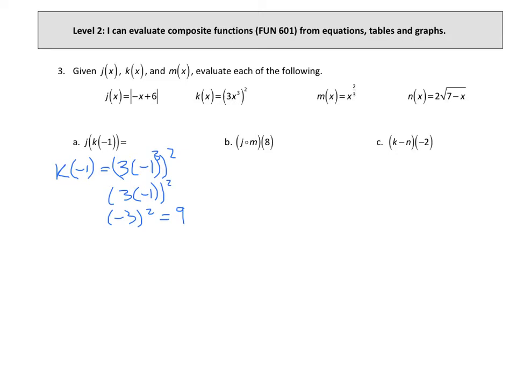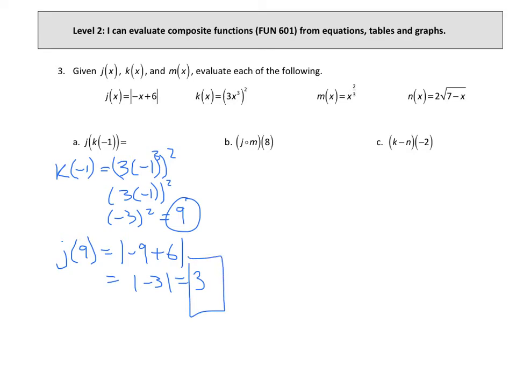Now we plug +9 into j, and we evaluate j of 9. So the answer we got when we plugged -1 into k, now we take that answer right here, plug it into j. And that gives us the absolute value of, it's -x, so I get -9 plus 6. And that would be the absolute value of -3, which is +3. And that's my final answer.